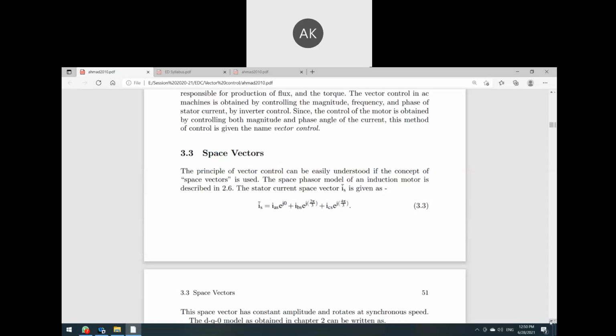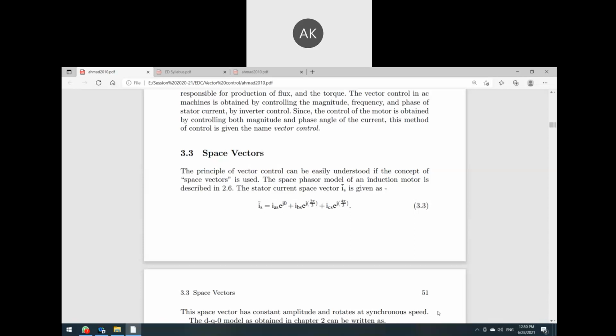The space vector is basically a method to divide the stator current in the D and Q axis components. The space vector model of an induction motor is described. The stator current space vector is given as Is equals Ias e raised to power j0 plus Ibs e raised to power j 2 pi by 3 plus Ics e raised to power j 4 pi by 3.